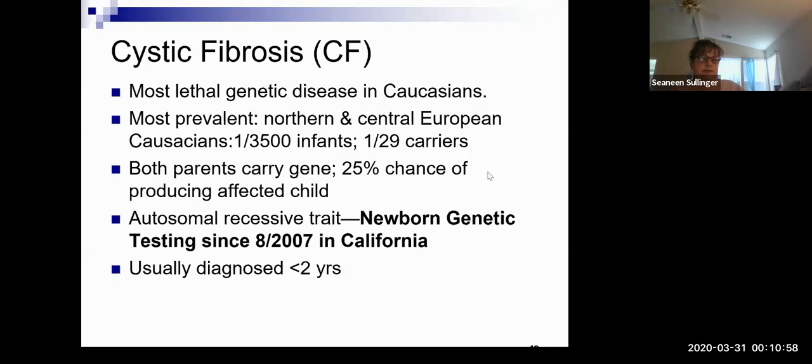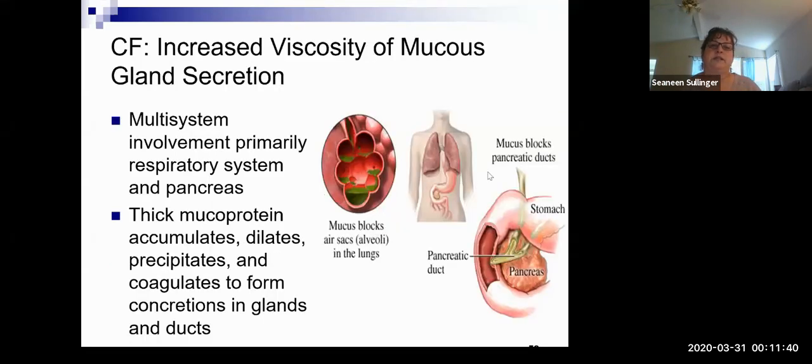But in 2007, one of the nice things is that in California, cystic fibrosis became one of the newborn genetic testing screens, the metabolic screening that's done. If you think about it, that's done prior to discharge from the hospital after the baby's born. The results usually come back in a week, maybe 2 weeks. And so you're able to detect it much, much earlier, which means you can start some measures and treatments that will help prolong the life, hopefully a little bit, and make it a little bit easier for the child.